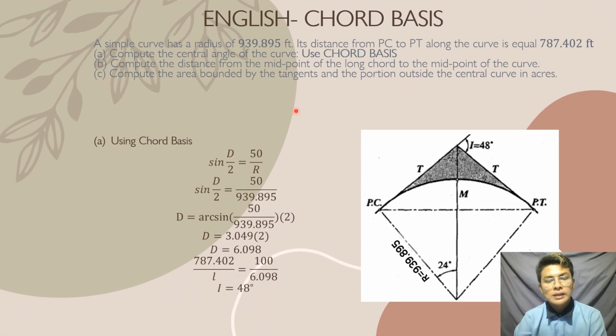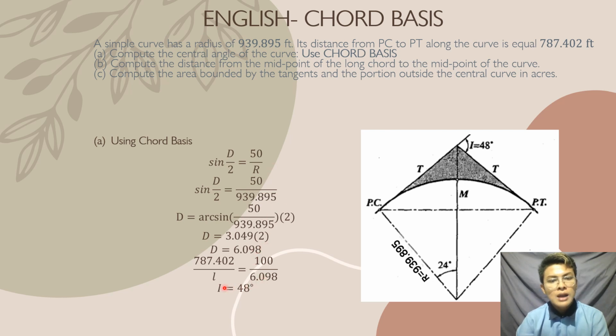Next is the English chord basis, same as the given earlier, but in this problem we have a different method of computing the degree of the curve. In finding the degree of the curve, we must use the formula sine D over 2 is equal to 50 divided by the radius of the curve. Given the radius of the curve 939.895, we use the cross method and substitute all the values. So we get D is equal to 6.098 degrees.